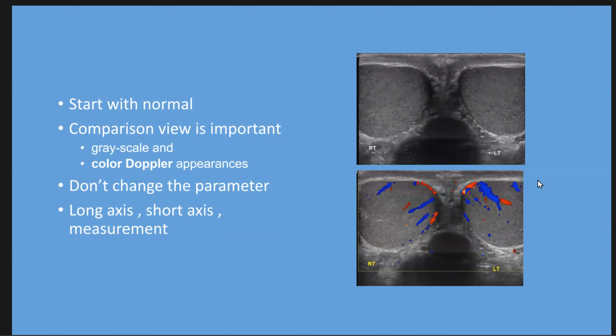Start with the normal testis. Comparison view is important. Grayscale and color Doppler appearances, and don't change the parameters. Long axis and short axis are measured.